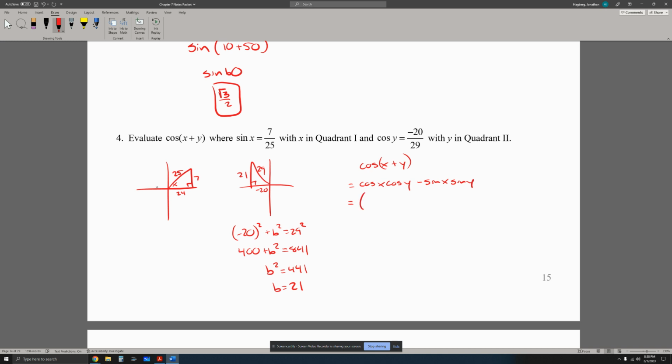So the cosine of x is equal to adjacent over hypotenuse, 24/25. Cosine of y is equal to adjacent over hypotenuse, negative 20/29. Minus sine of x is 7/25. And sine of y, we didn't label y, is equal to opposite over hypotenuse, 21/29. Multiplying this out, we get negative 480 over 725. And then minus 147 over 725. And finding that difference, we get negative 627 over 725.